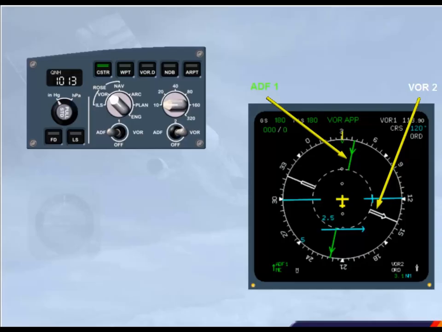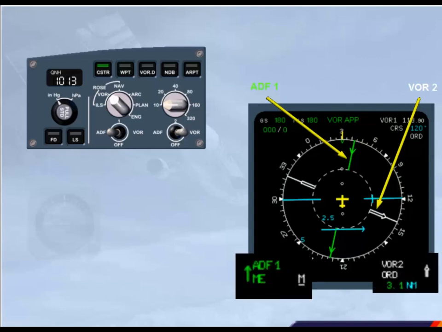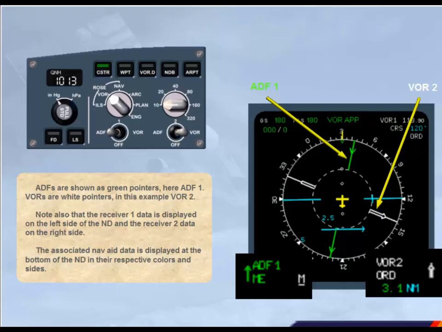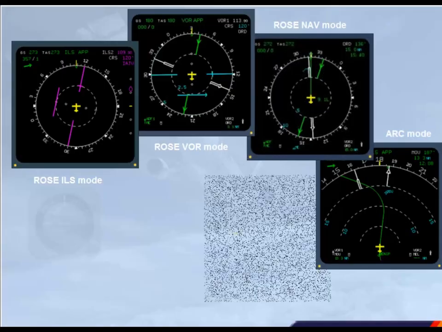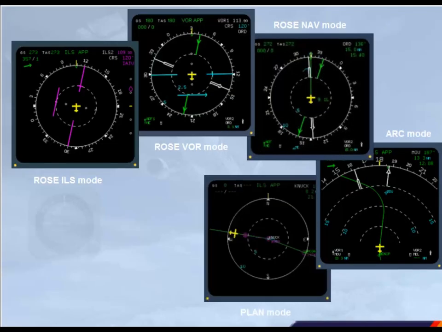Note also that the receiver 1 data is displayed on the left side of the ND and the receiver 2 data on the right side. The associated nav aid data is displayed at the bottom of the ND in their respective colors and sides. We will see the different ND modes and nav aid tuning in more detail in the normal operation module.